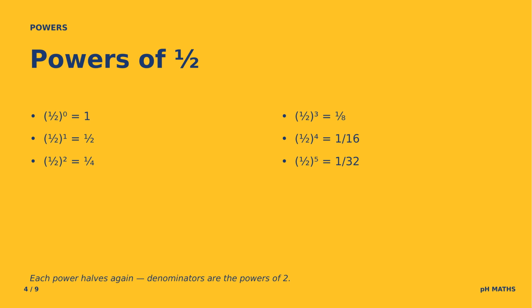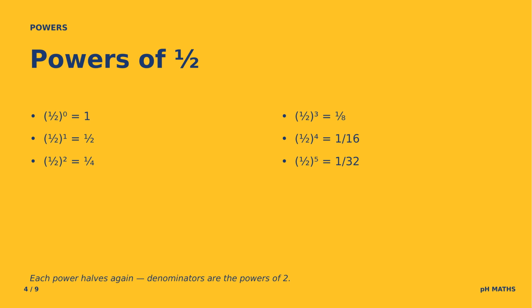Powers of a half. Half to the 1 is a half. Half squared is a quarter. Half cubed is an eighth. Half to the 4th is 1/16. Half to the 5th is 1/32. Notice the pattern. The denominators are just powers of 2.